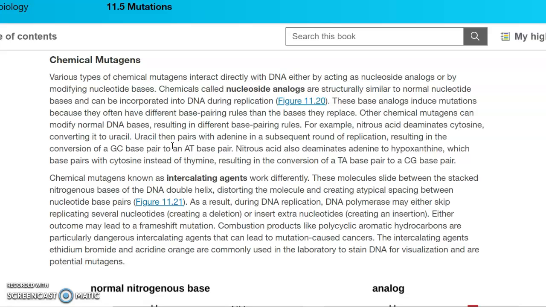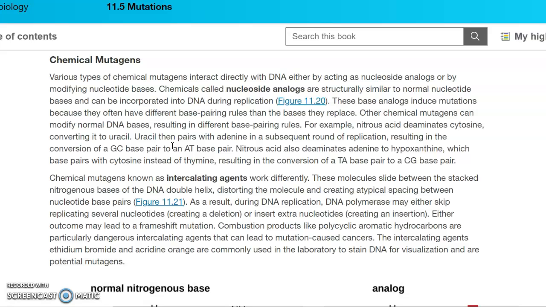So if we look at some of the types of mutations, chemicals can interfere with the process. Nucleoside analogs are chemicals that are very similar to normal nucleotide bases. And instead of the DNA polymerase picking up the correct nucleotide and putting it in, it picks up one of these analogs. And so they can induce mutations because of the base pairing rules. Some chemical mutagens can modify normal DNA bases, also resulting in some different base pairing rules.